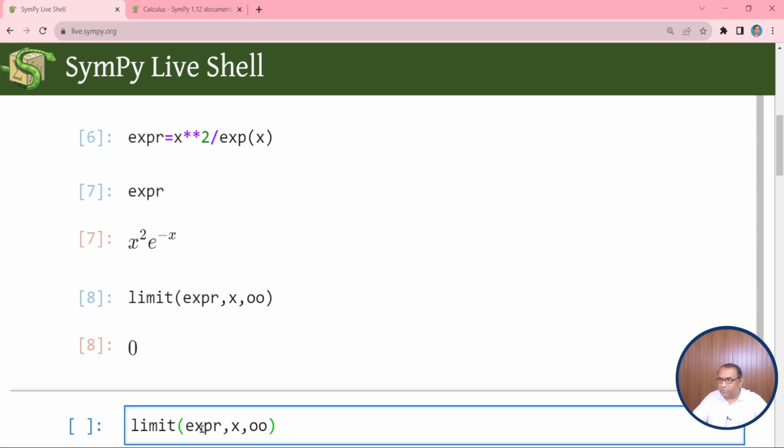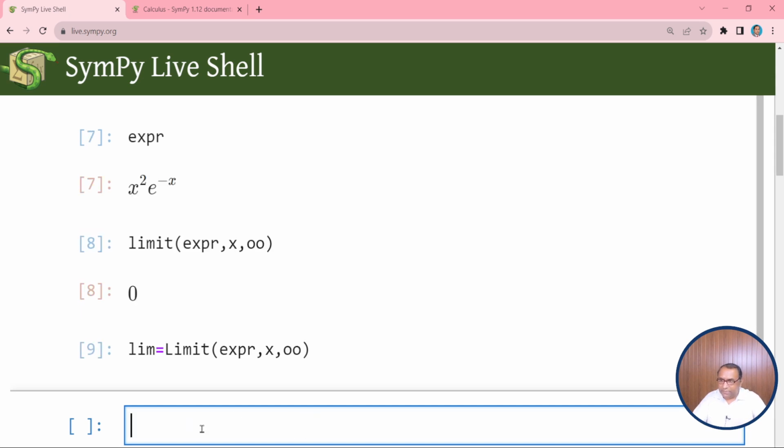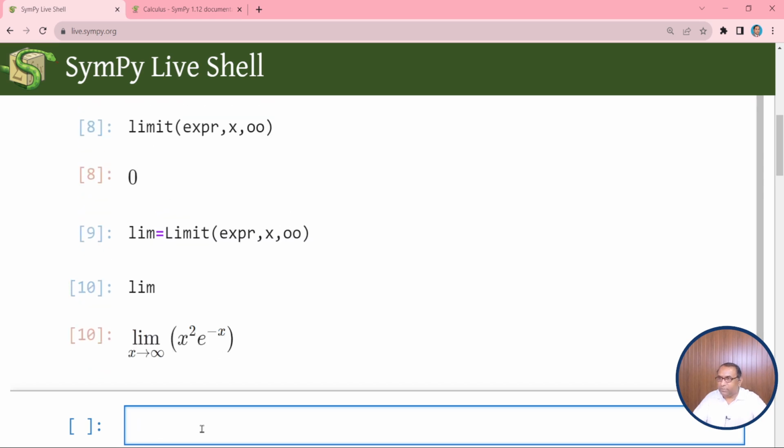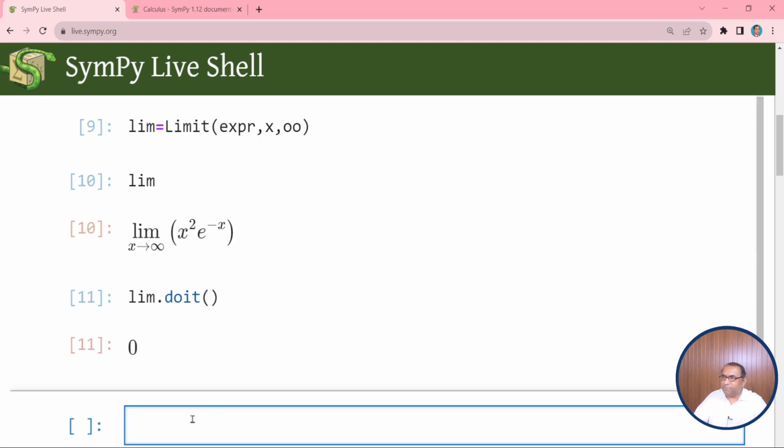Another way to use this expression: you can use lim is equal to, and here use L in uppercase. Then enter, and you can see lim is in symbolic form. For further simplification, you will use the doit function, then enter, and we have the result.